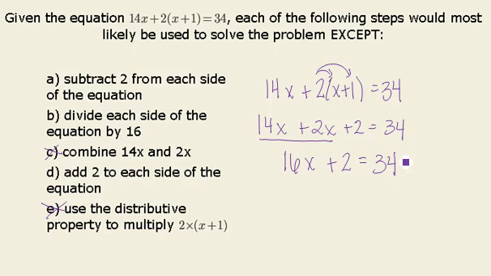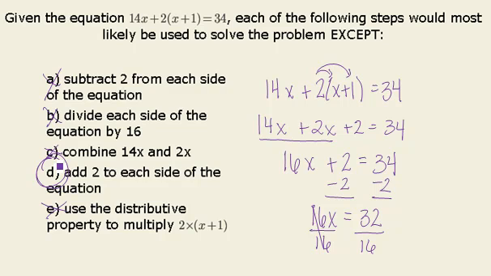And now what I would do is subtract 2 from both sides. And I see that subtract 2 from each side of the equation is one of my options. And my last step would be to divide by 16. And dividing each side of the equation by 16 is also an option. So D is the only option that I did not use. Add 2 to each side of the equation.